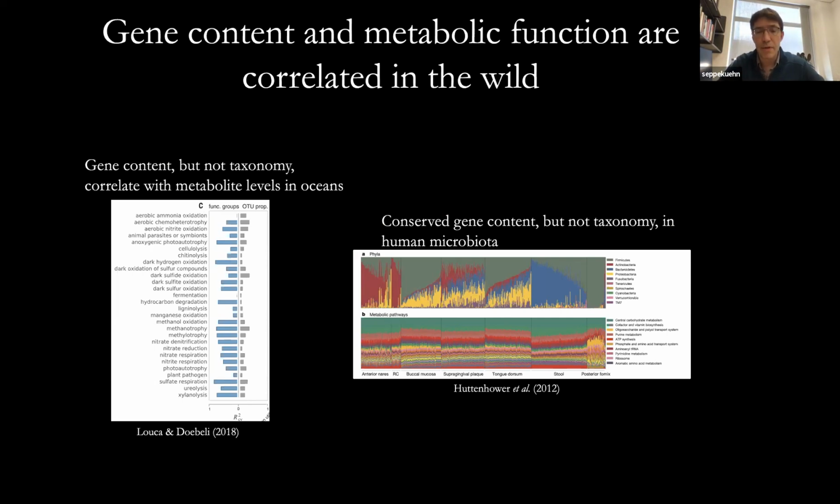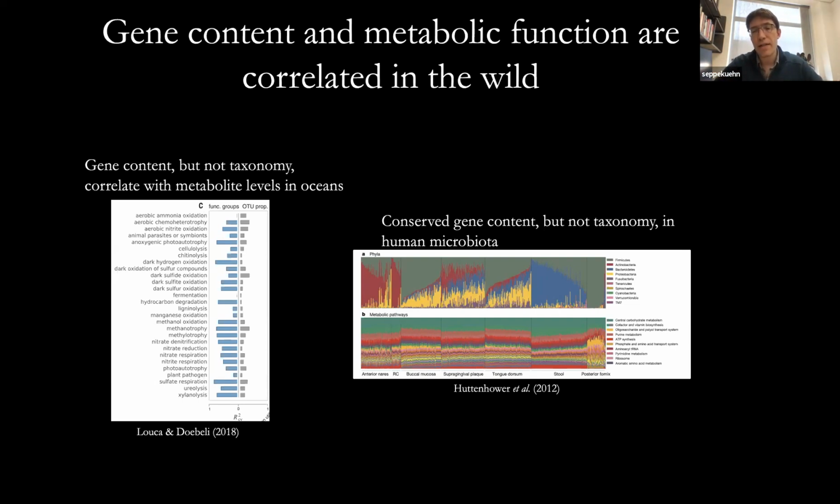Just to give you a couple of examples of these hints, there's a recent study, the Tara Oceans Project, later analyzed by Louca and Doebeli, and what they found was that the functional gene content of microbial communities in the ocean is more closely related to the metabolites that are present in those communities than is the taxonomic structure. The implication or assumption here is that functional gene content is influencing the environment of these communities, and the converse as well. A similar result has been floating around in the human microbiome world for about a decade now, which is shown here on the right.